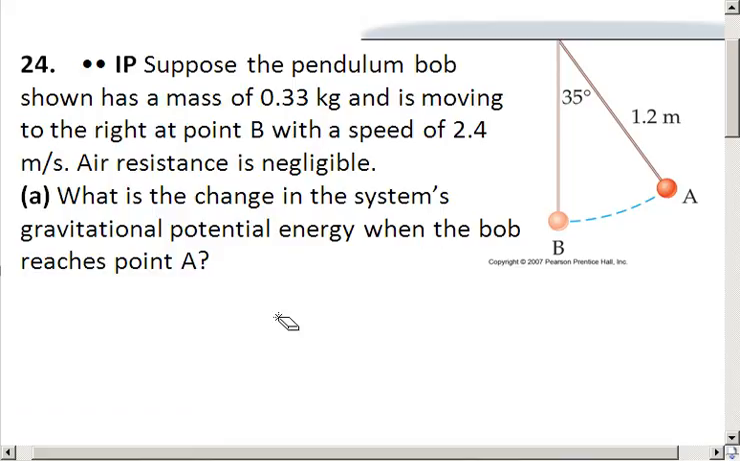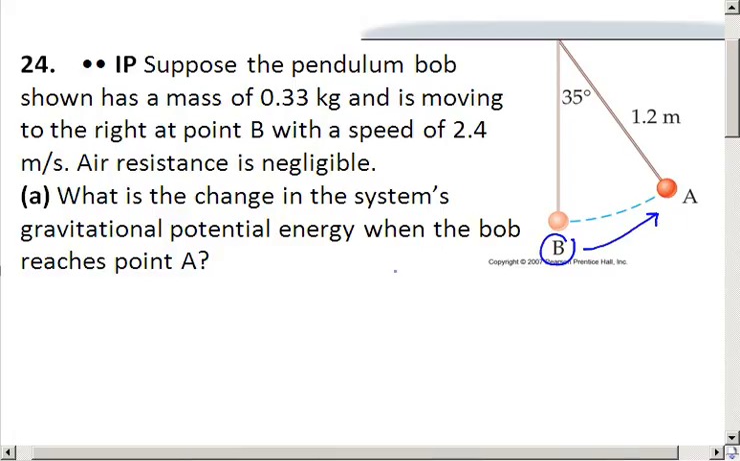Okay. Suppose the pendulum bob shown has a mass of 0.33 kilograms and is moving to the right at point B with a speed of 2.4 meters per second. Air resistance is negligible. First part, what is the change in this system's gravitational potential energy when the bob reaches A? So as it's going from B here to A.